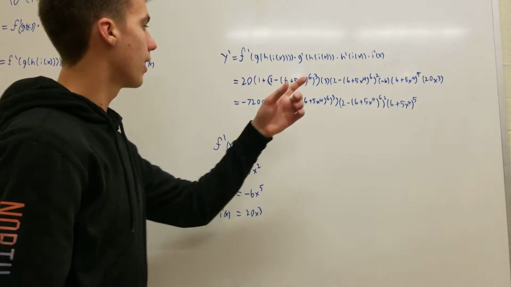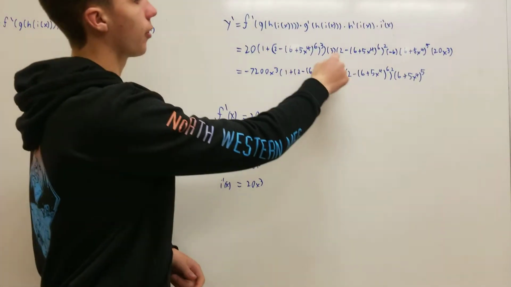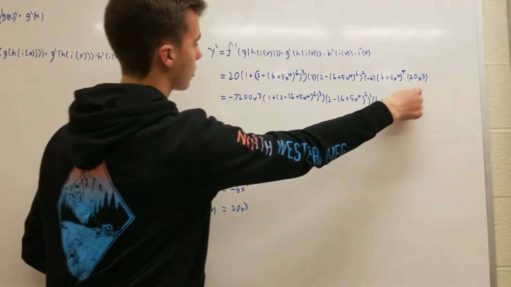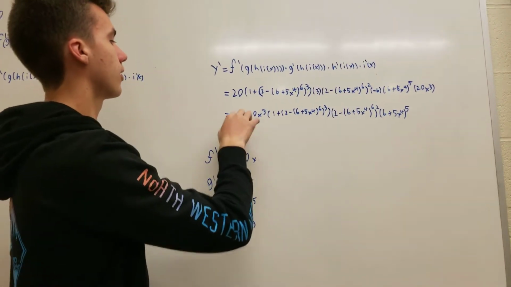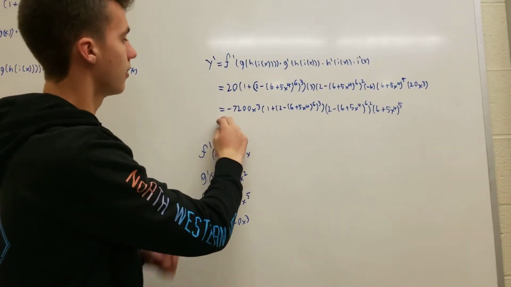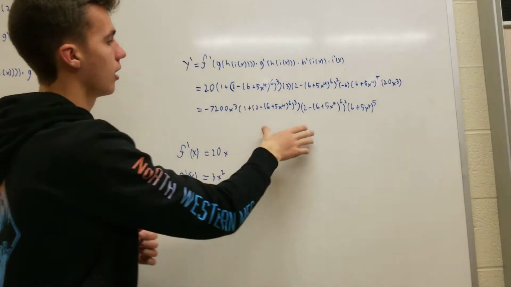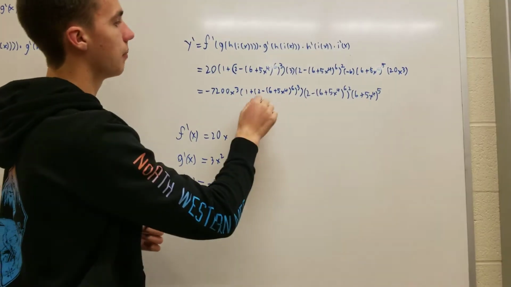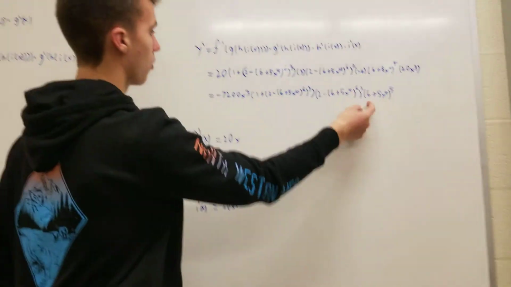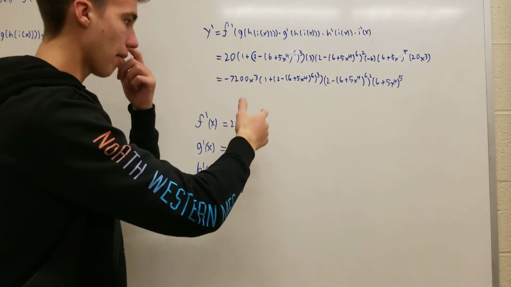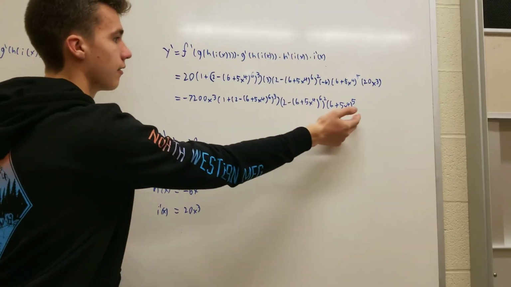Then you can simplify it by taking out the 20, the 3, the negative 6, and 20x cubed. Take it out of all the functions, multiply it together, getting negative 7,200x cubed times all these functions. But you can't simplify this anymore because there's nothing to be factored out. And so this is the final answer.